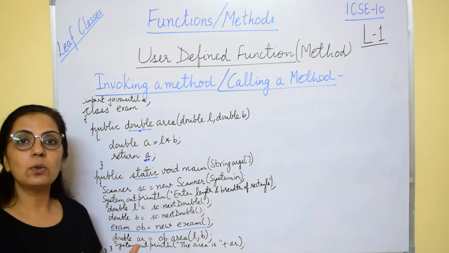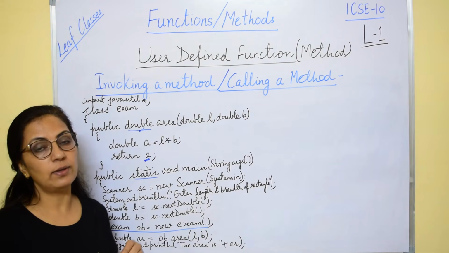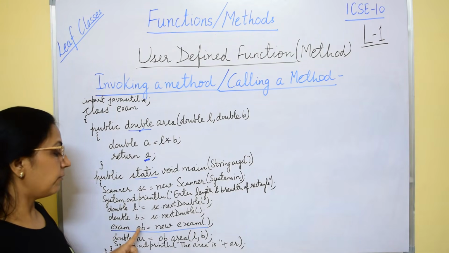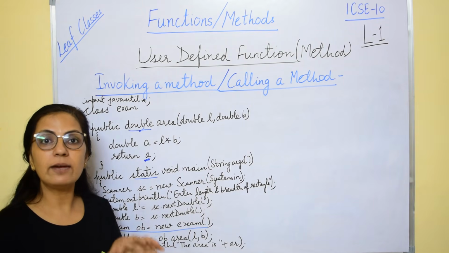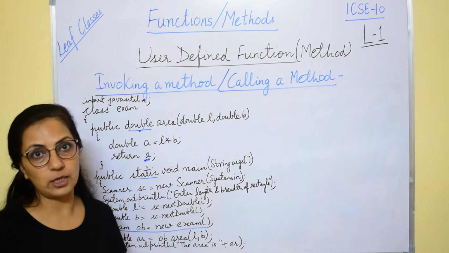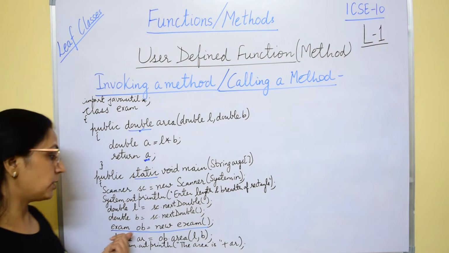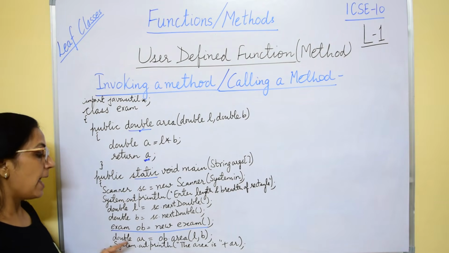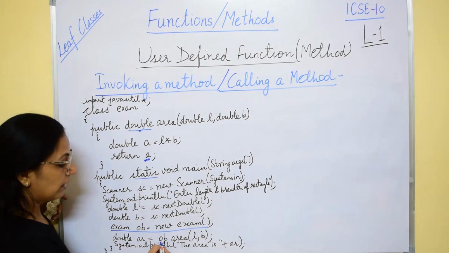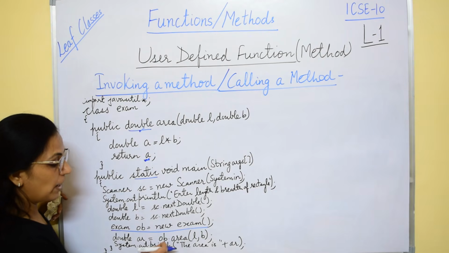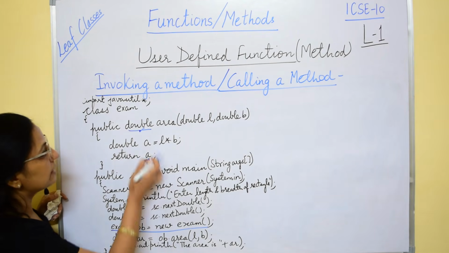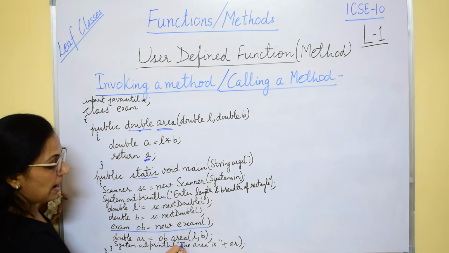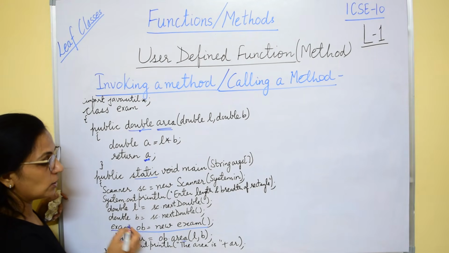Now when we want to access any function of the class, then we cannot call that function directly. We have to call that function using the object only. First we have created the object, and then how will you call the function? Object name dot function name. The object name is OB, I have taken here. Area is the function name.